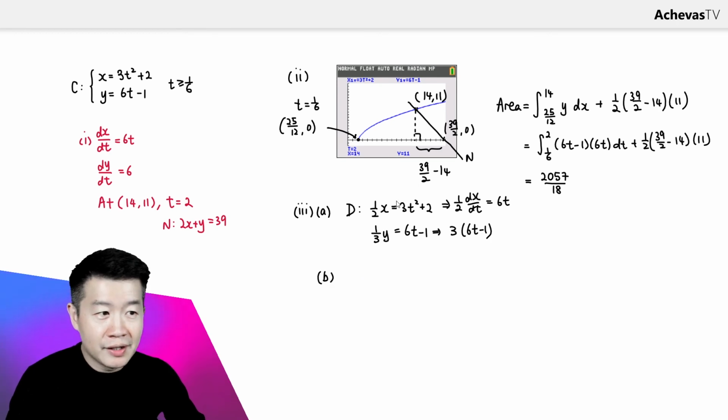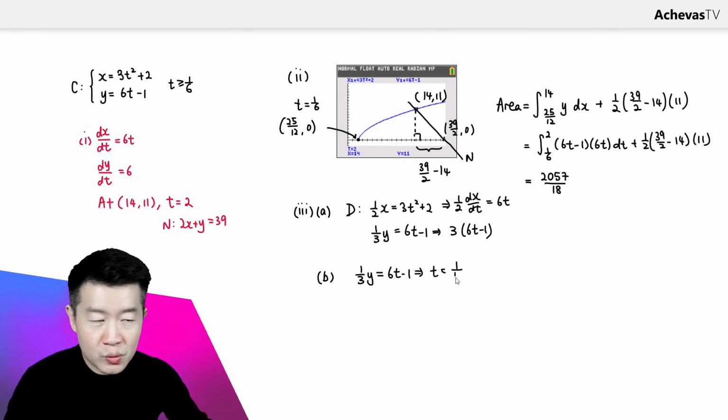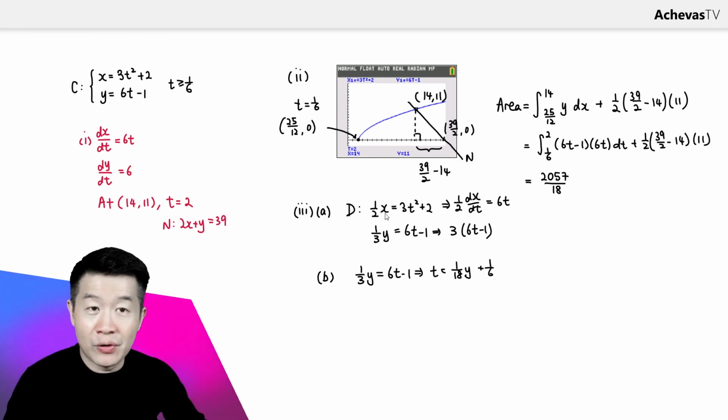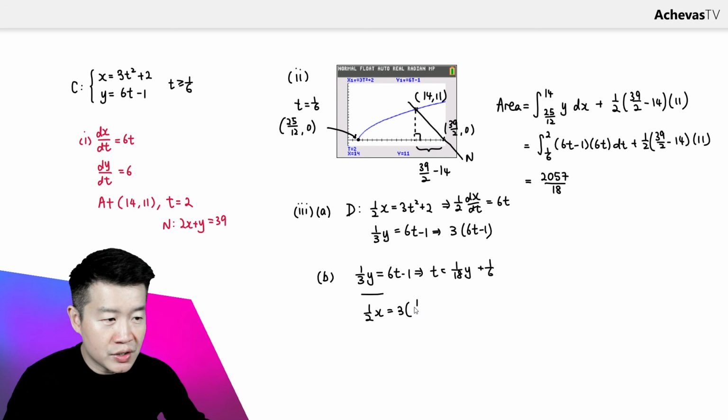In the previous part, we have obtained the parametric equation of D. So we are going to make use of this and we are going to form the Cartesian equation for D. I'm going to make use of y first. So 1 over 3y is equal to 6t minus 1. And if I were to make t the subject, it is going to be equal to 1 over 18y plus 1 over 6. And I'm going to substitute this into the t in the equation that involves x. So substituting this back into here, we will have half x is equal to 3 times of t, which is 1 over 18y plus 1 over 6 squared, then plus 2.